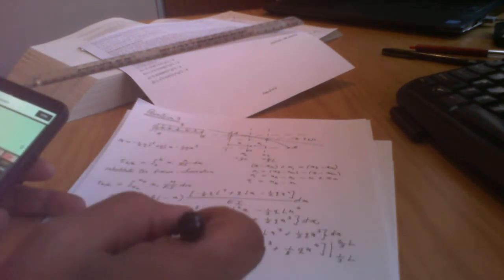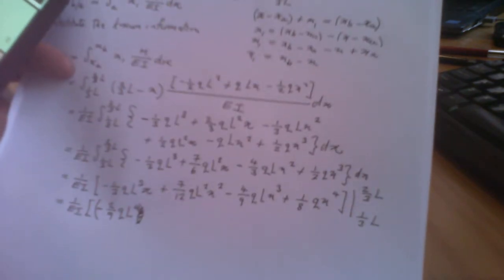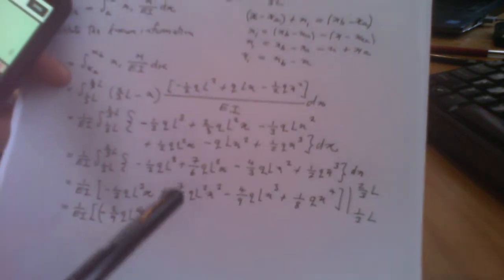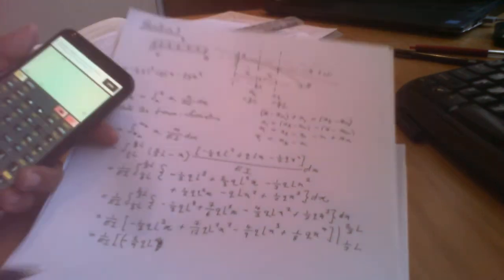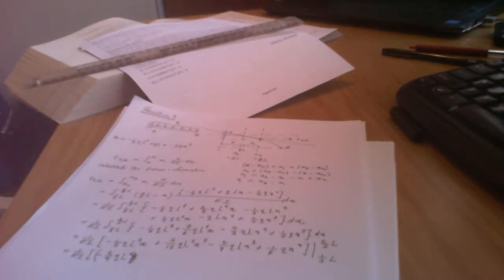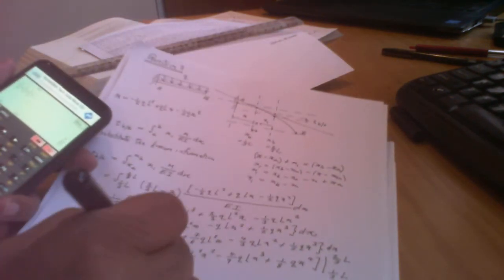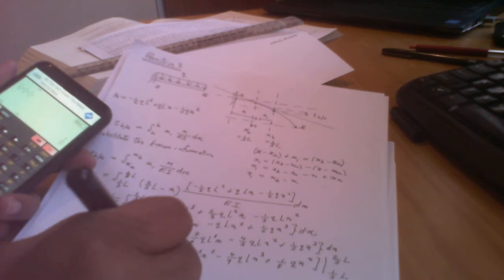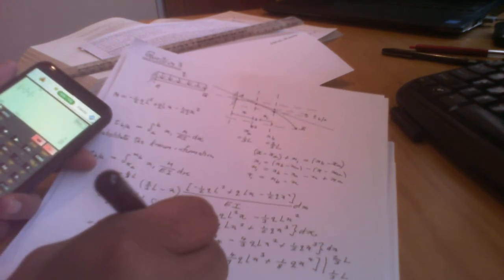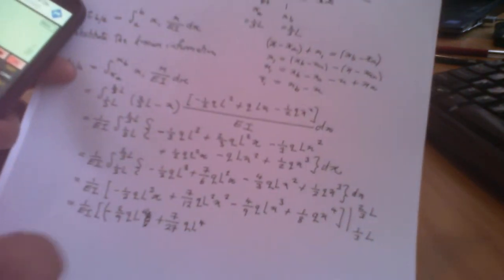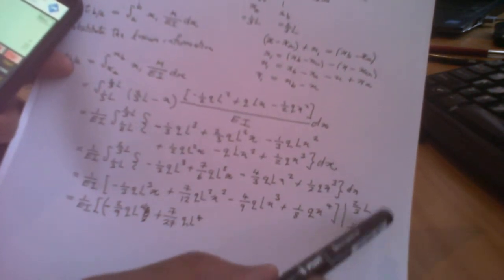2 over 3, we have 7 twelfths QL squared x squared. X would be 2/3, 2/3 L squared would then be 7 over 12, 7 over 12 times 2 over 3, 2 over 3 times 2 over 3, which gives me 7 over 27. So that would be plus 7 over 27 QL to the 4th power. QL squared, 2/3 L would be L squared, L to the 4th power.